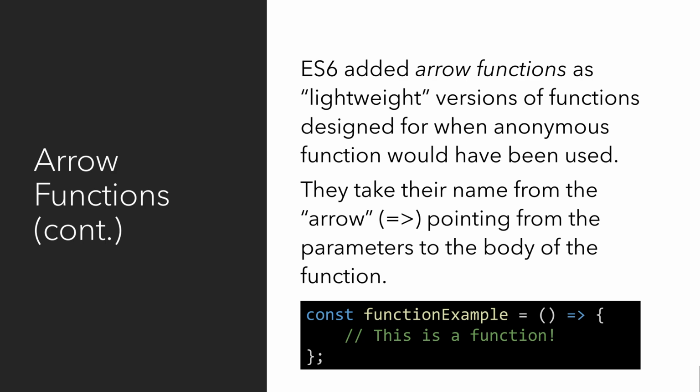Notice right here in this example, function example, the same as shown on the previous slide, but now using an arrow function: open and closing parentheses, the arrow, equal sign, greater than sign, pointing away from the parameters to the body of the function. This is an example of an arrow function, a much more lightweight version of a function.